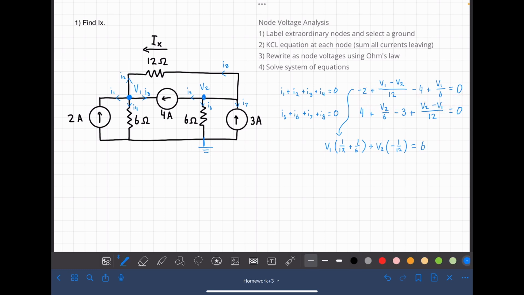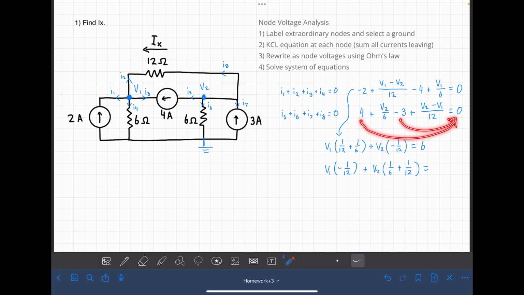6. Okay. Now to do the same thing for our second equation, we're going to get our V1s together. We have V1 right here that is negative 1/12. Get all our V2s together. That is 1/6 plus 1/12. Notice it's very similar to the first equation, except we're going to bring all our constants to the other side. -4 plus 3, that ends up being -1.